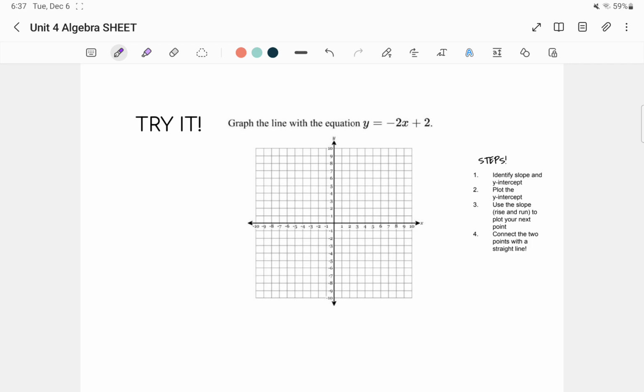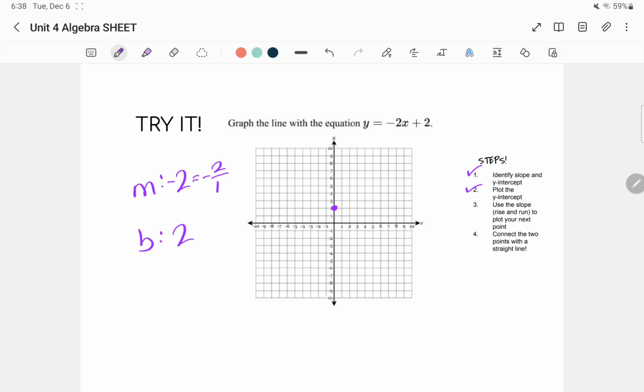So first, let's identify the slope and the y-intercept. Our slope is -2, which I said we can make as a fraction, -2/1. And then our y-intercept is just 2. So we've identified the slope and y-intercept. Now we have to plot the y-intercept, which is 2. So we're going to find 2 on the y-axis. So we've done that. Now we're going to use our slope, our rise and run, to plot the next point.